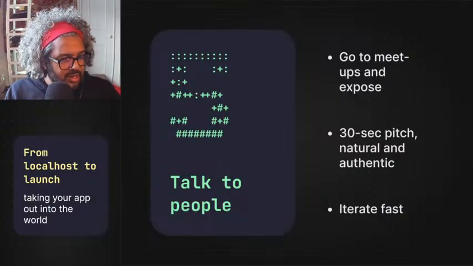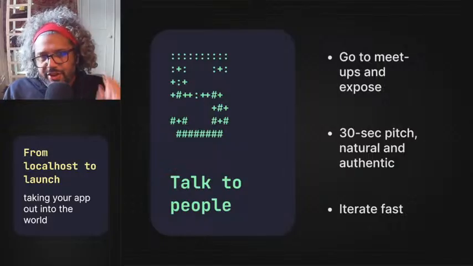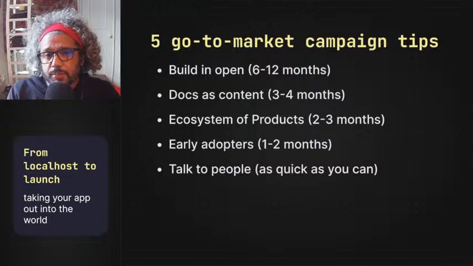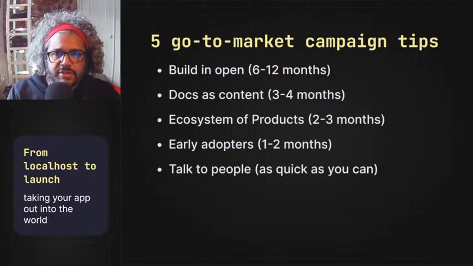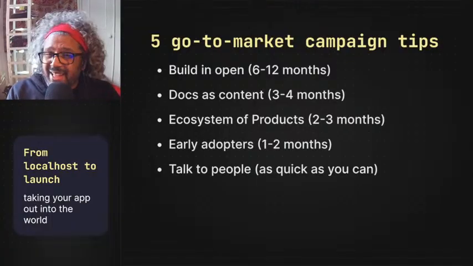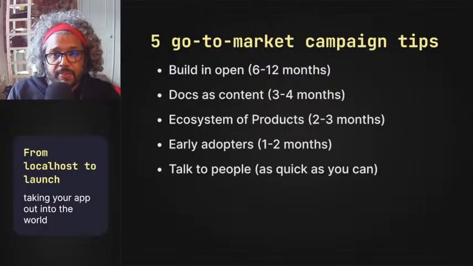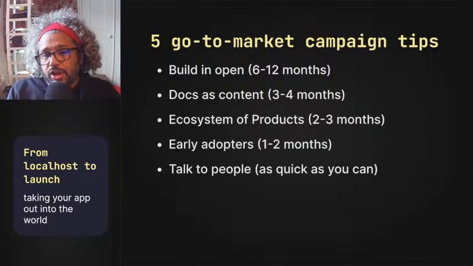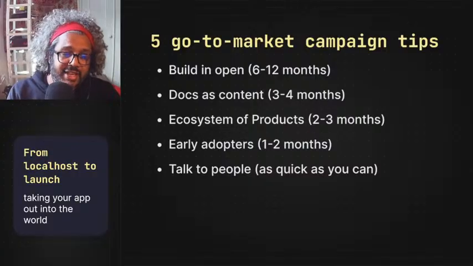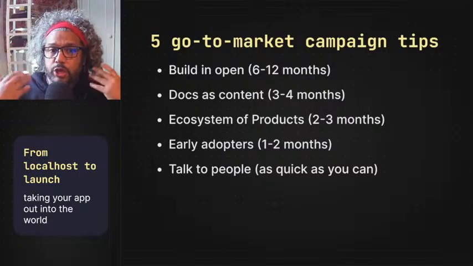And those are 5 tips for you. I've put them in order here, but I've also put a time frame on all of them. Building audience 6 to 12 months, documents and content 3 to 4, ecosystem of products maybe 2 to 3. That might bump to 4 depending on complexity. Early adopters 1 to 2 months, and then talk to people as quick as you can. So this gives you a very clear roadmap of how you're going to go to market.